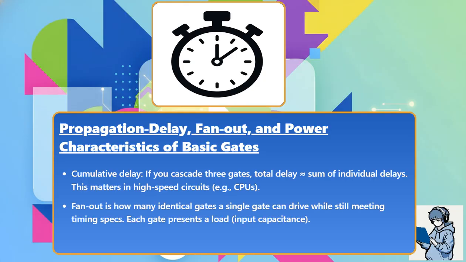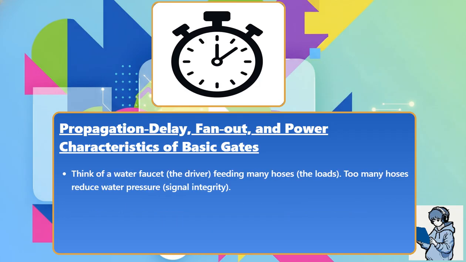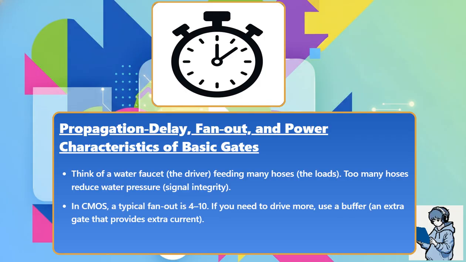Fan-out is how many identical gates a single gate can drive while still meeting timing specifications. Each gate presents a load input capacitance. Think of a water faucet, the driver, feeding many hoses, the loads. Too many hoses reduce water pressure, which is analogous to signal integrity. In CMOS, a typical fan-out is 4 to 10. If you need to drive more, use a buffer, an extra gate that provides extra current.